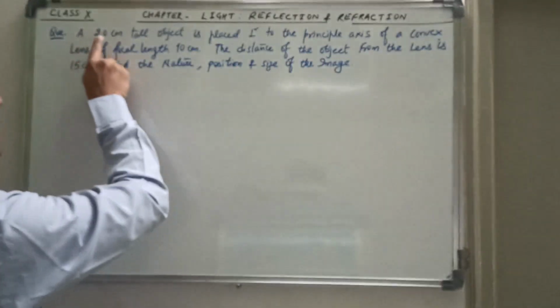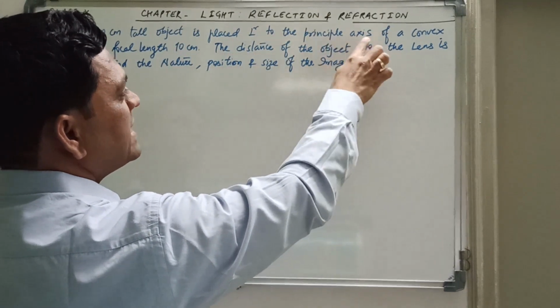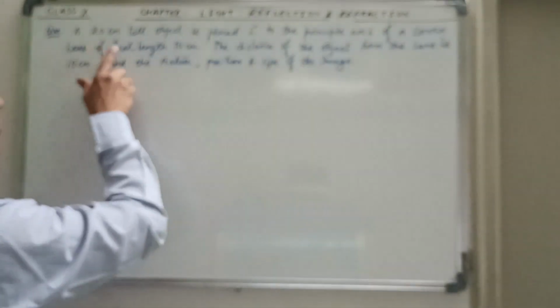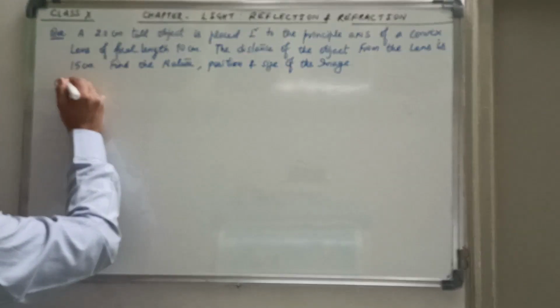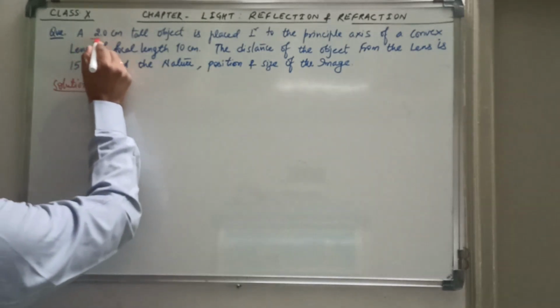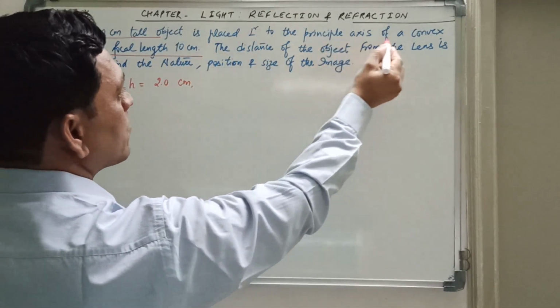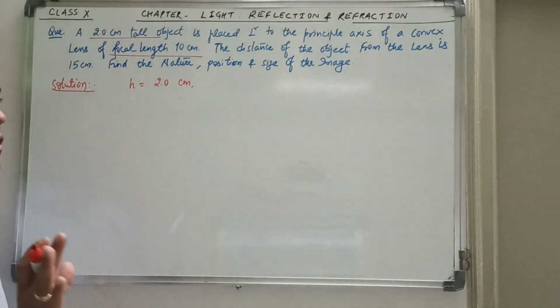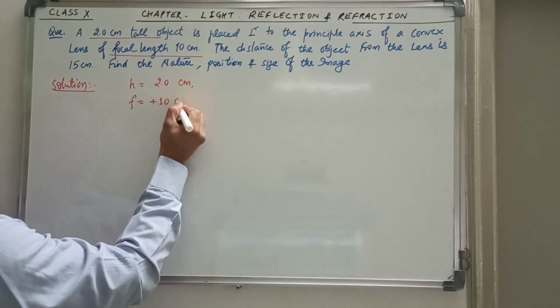See, a 2 centimeter tall object is placed perpendicular to the principal axis of a convex lens of focal length 10 centimeter. Okay. So up to this we write what is given to us here. So we write the solution here. What is given to us? 2 centimeter tall object, that is h has been given to you, that is 2 centimeter. Then focal length 10 centimeter of convex lens, and the focal length of a convex lens is positive. So f is given to us as plus 10 centimeter.